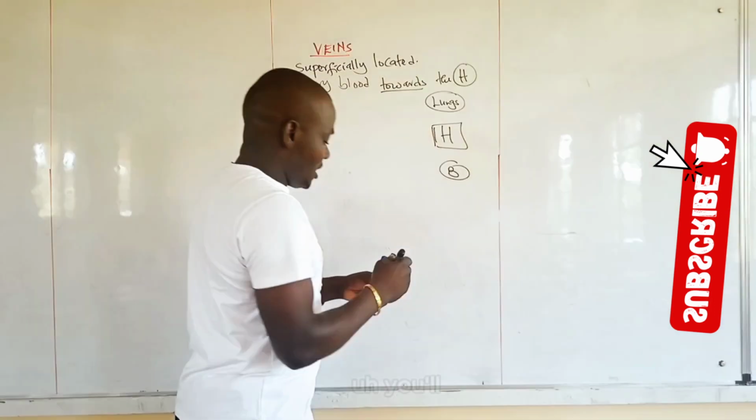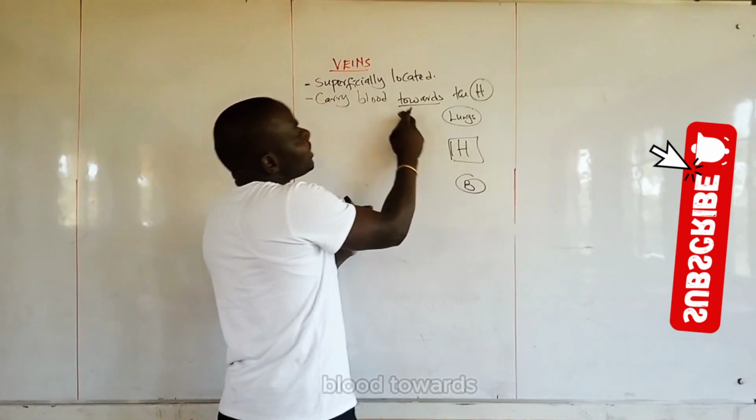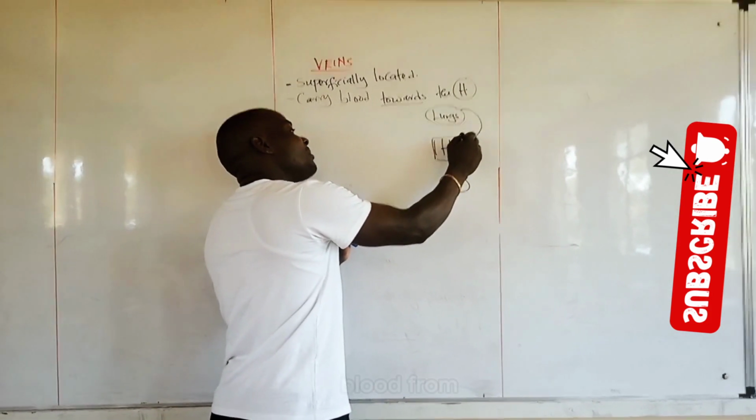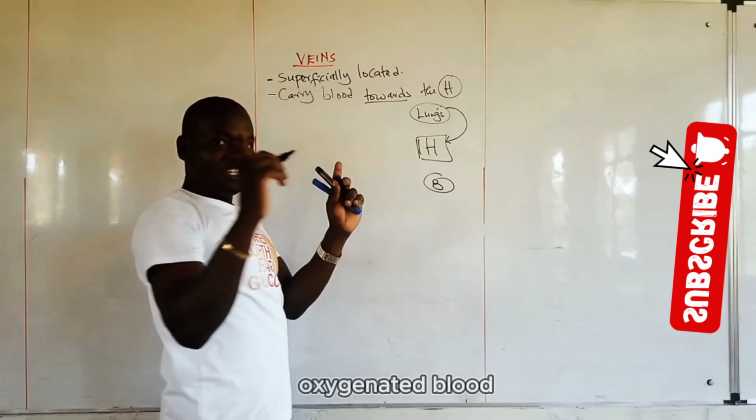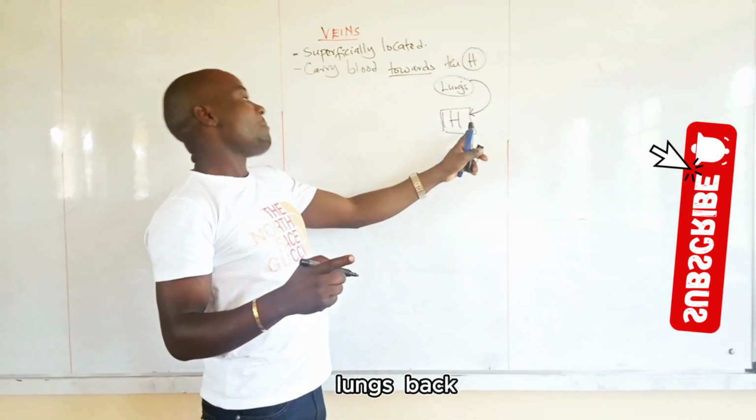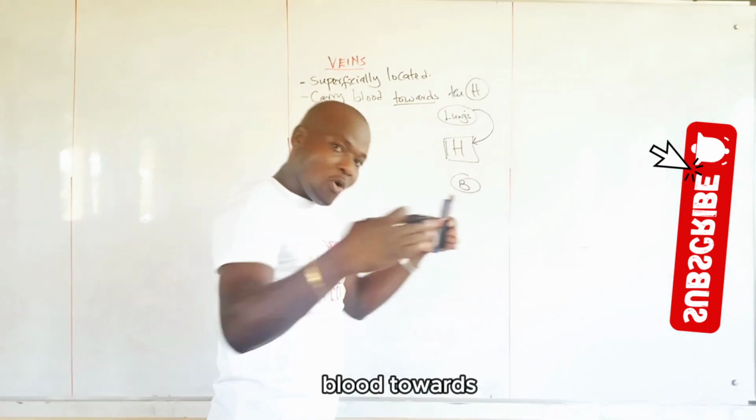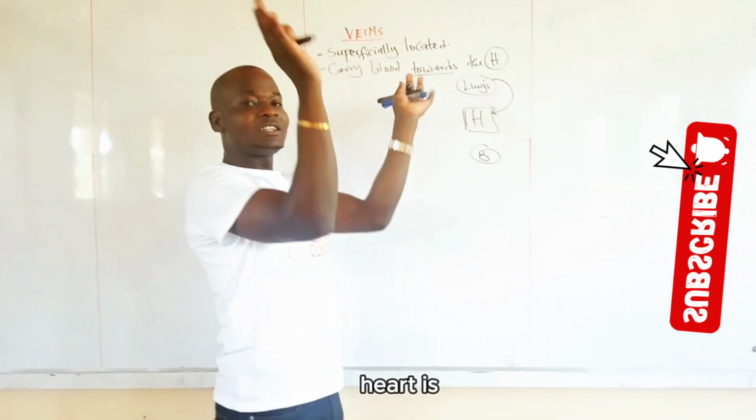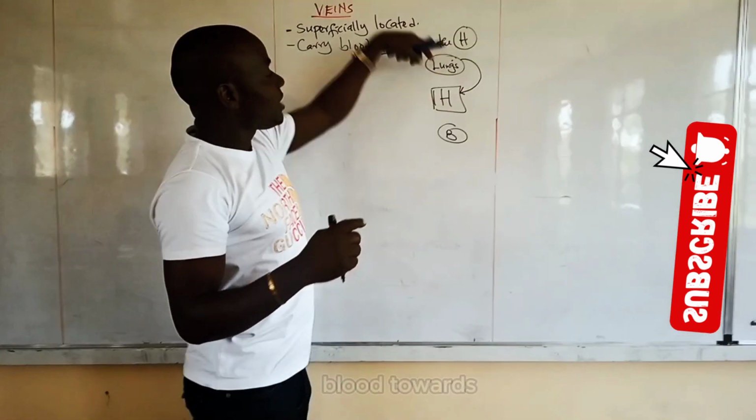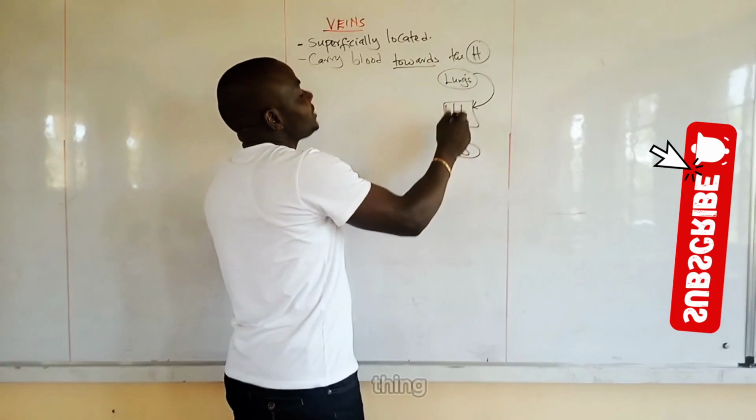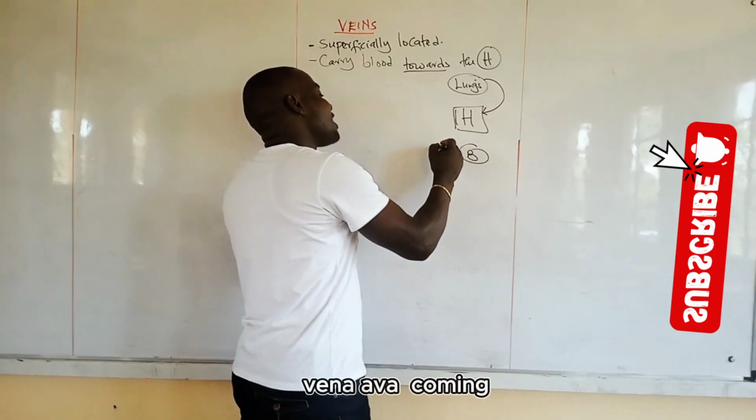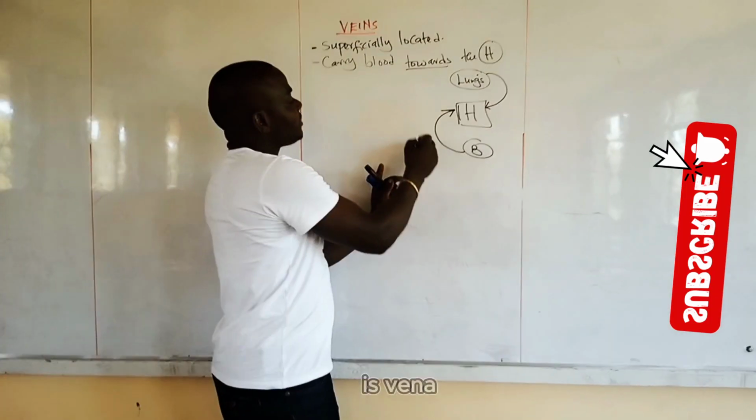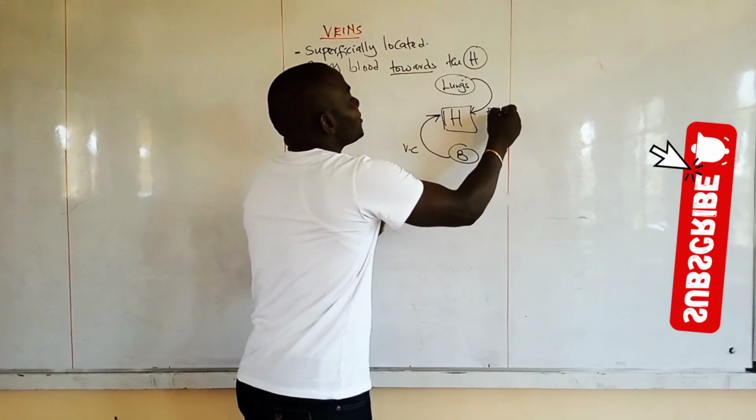So, we have said that they carry blood towards the heart. The pulmonary vein carries oxygenated blood from the lungs back to the heart. So they are carrying blood towards the heart, not away. The ones that carry blood away from the heart are the arteries. This one carries blood towards the heart. The same with the vena cava, coming from the body parts to the heart. So this is the vena cava and this is the pulmonary vein.